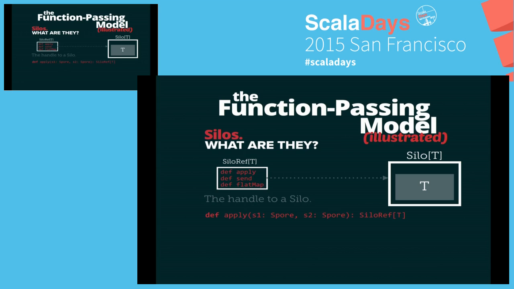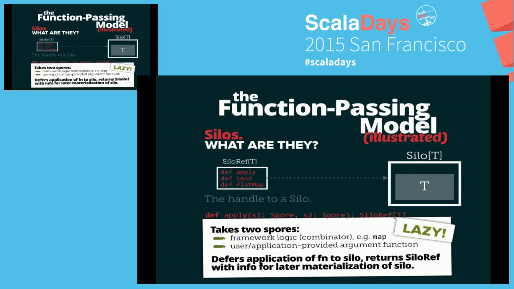And there's a method called apply. We have a variant of this that's a little bit simpler, but I'm going with this one that takes two spores right now. It can take just one, and that's actually in the final design, but this is just for the sake of illustration, so that later you'll see an example of what we're doing here. But imagine it takes two spores, or one, and it returns a silo ref.